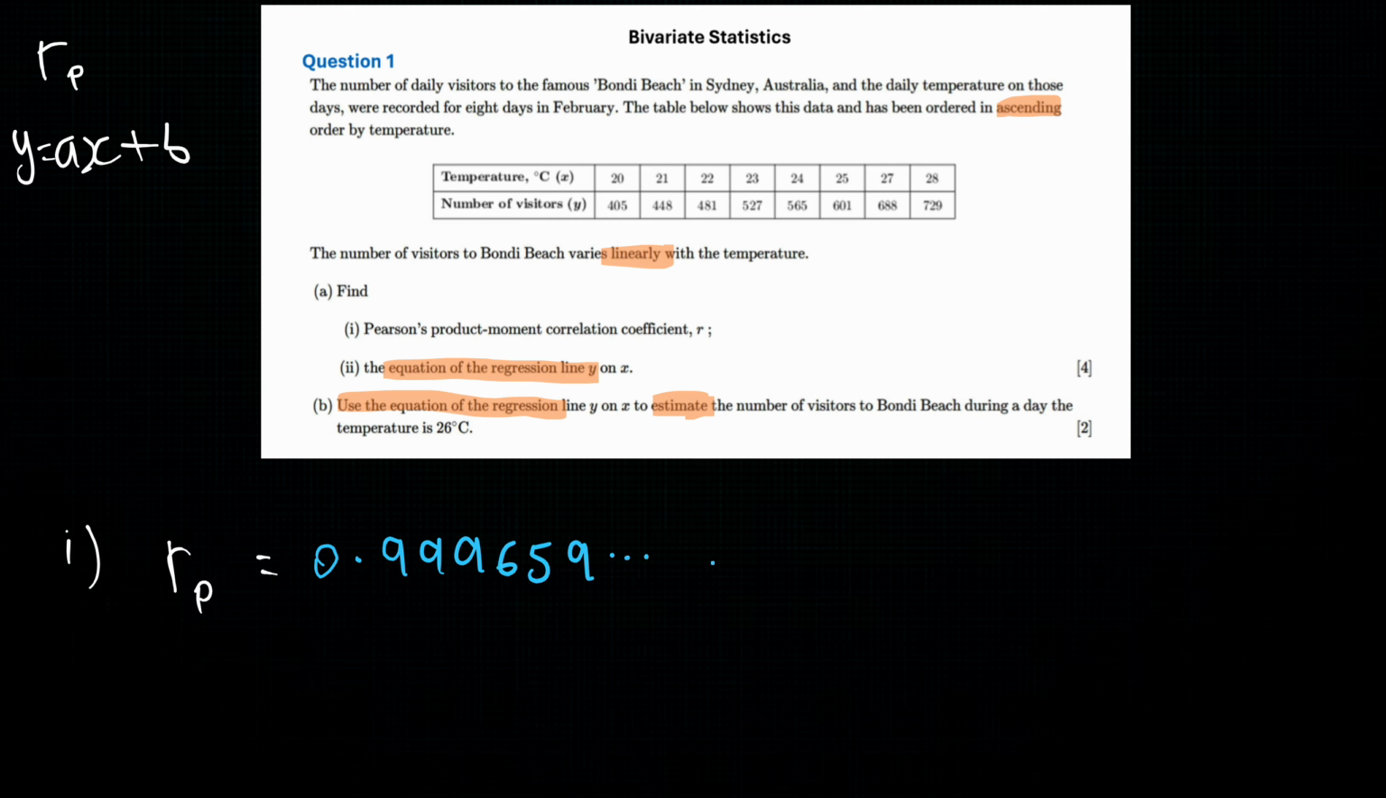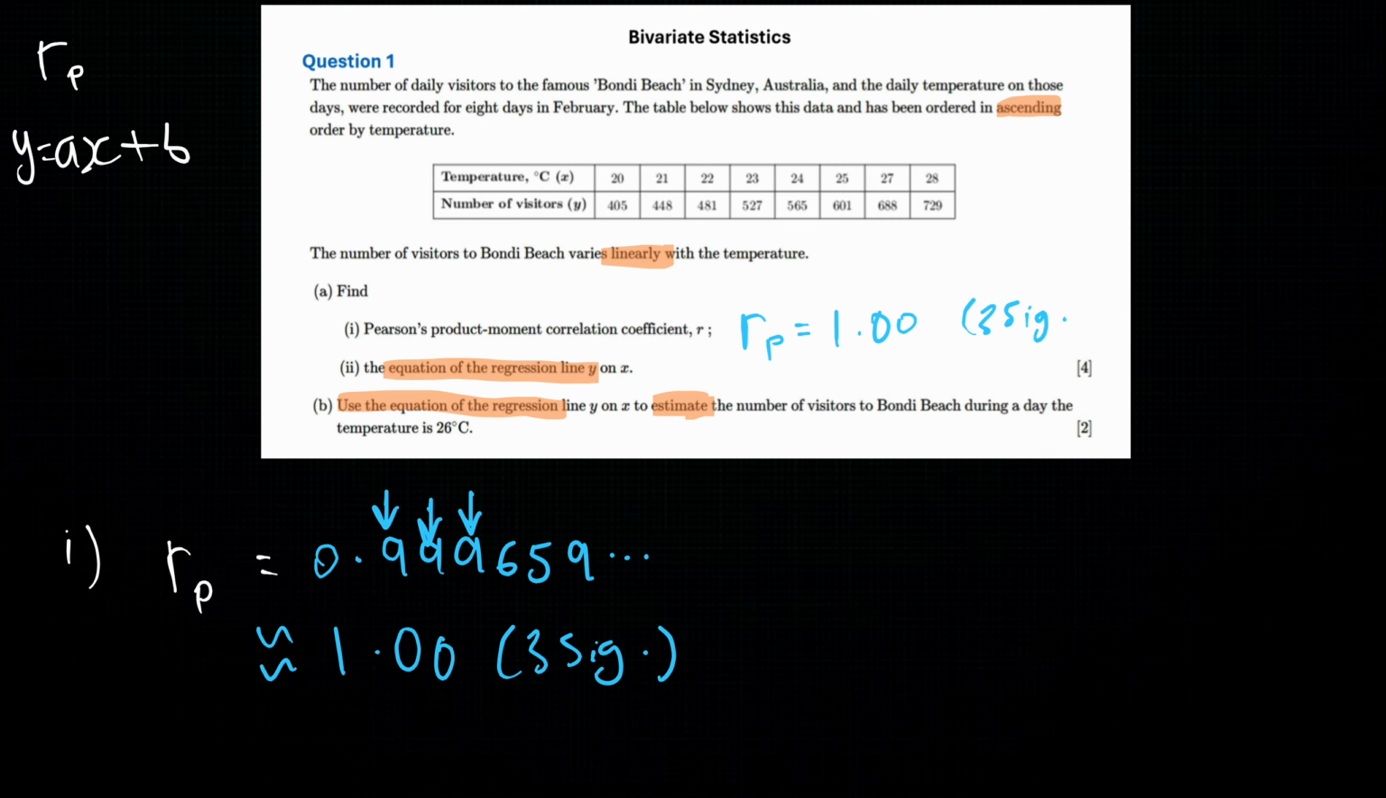Remember in IB we always use 3 significant figures. So that's going to roughly equal 0.99. Well, this value is the 3rd significant figure, right? It's going to round up because of the 6. It's going to become a 0. This value is going to round up again and become a 0. That's going to round up again and become a 0. So it's going to become 1. Our Pearson value is 1 to 3 significant figures. So you can say r_p is equal to 1 to 3 significant figures.